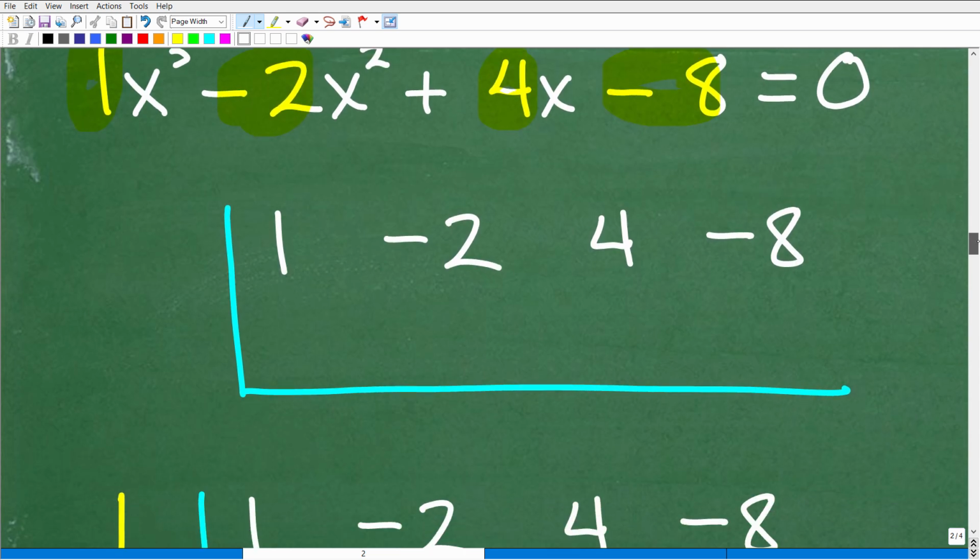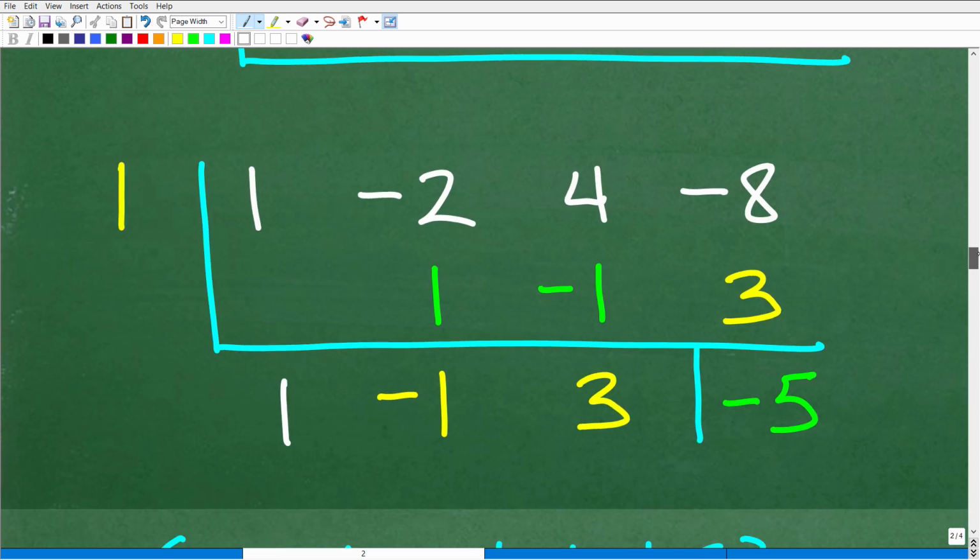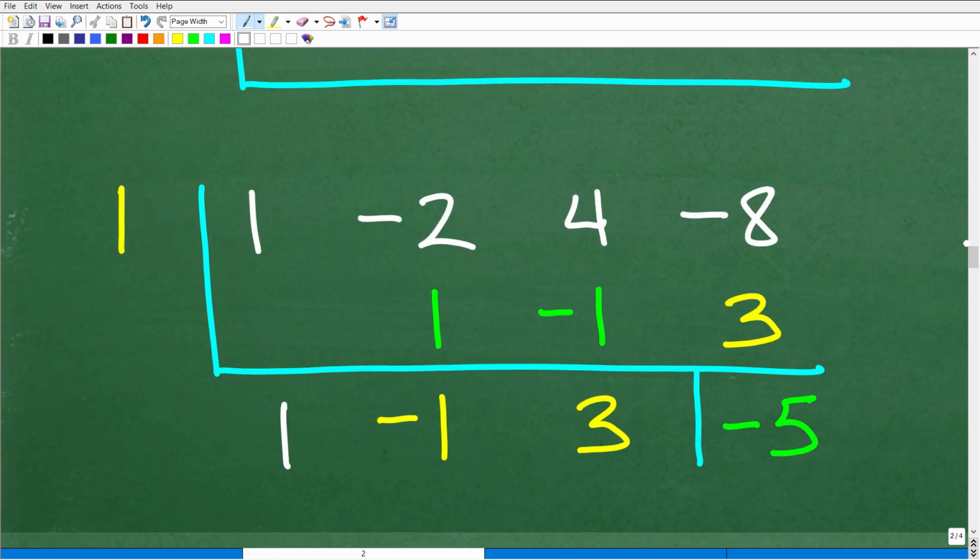How about we check positive 1? So here is the procedure to use for synthetic division. Here you can see I already did the work, so I'm going to explain this to you. I know I'm covering a lot of ground quickly, so just make a note of what you don't understand, but here's how synthetic division works.